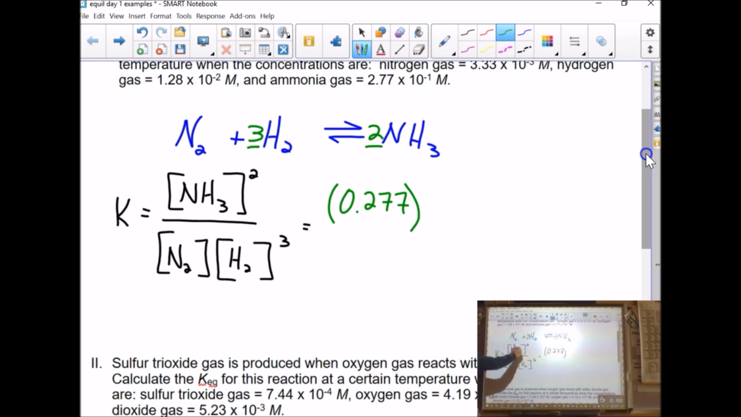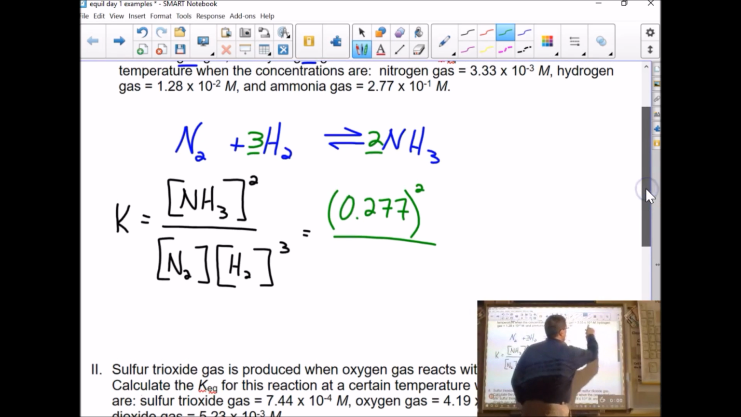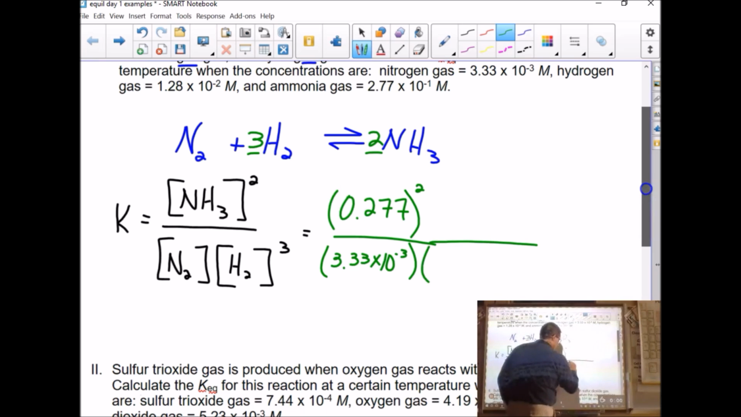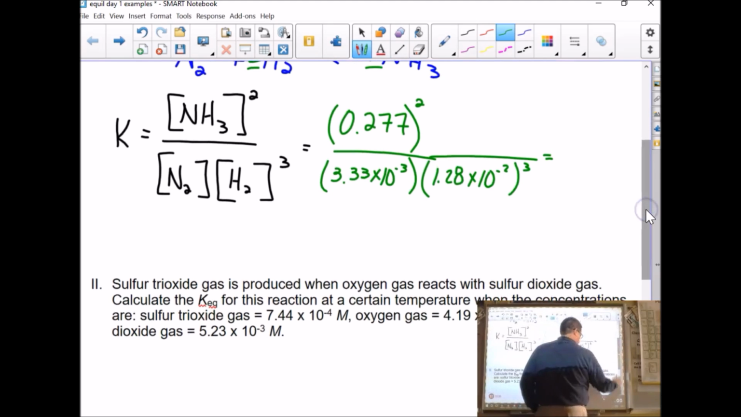All right, since it's squared, make sure you square it. And then the nitrogen, we have it 3.33 times 10 to the negative 3. What exponent should we have on that? 1, so nothing. And then our hydrogen is 0.128 times 10 to the negative 2. And then we get to cube that bad boy up. Okay. So now let's make sure that we can type that in.